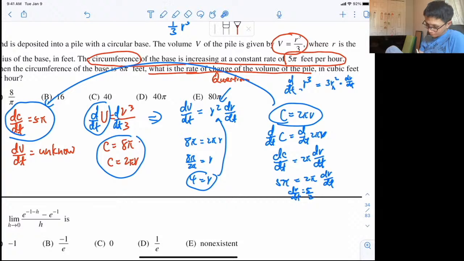So we got r is equal to 4, and this is 5 over 2. Then we pretty much get it. So dv dt is equal to 4 squared times 5 over 2. Then 16 times 5 is 80 over 2. That's equal to 40. So the answer is 40. When you have extra time, you go and reiterate.